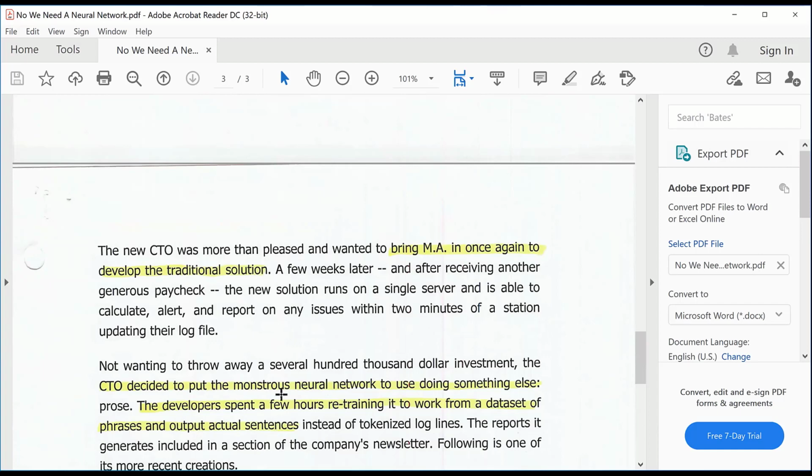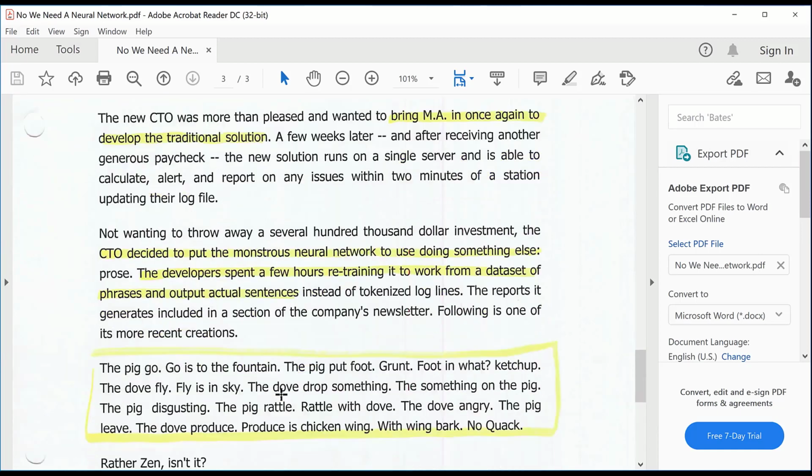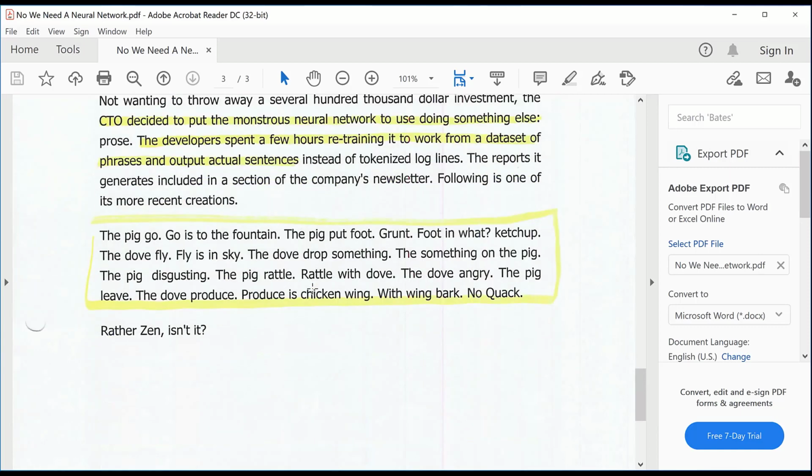So the chief technology officer said, well, we got to do something with this. We spent money on it. So he pre-programmed it to work from a data set of phrases instead of the wastewater data, and it would output actual sentences. So essentially he just put in an input and it would randomly create sentences that made sense. And here's one of the things it created.